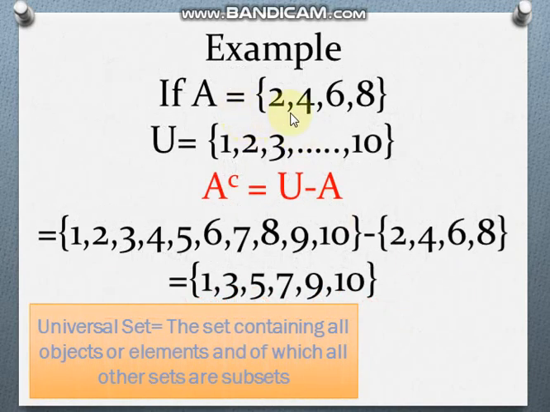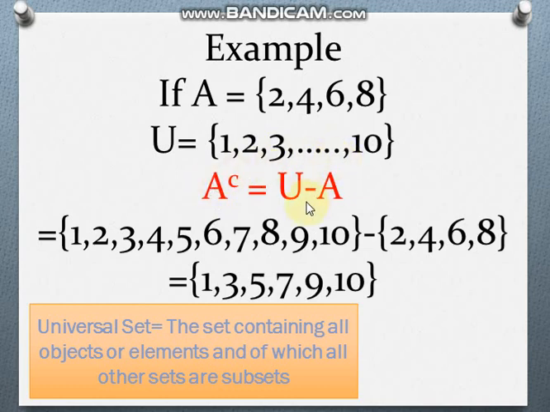Example. If A = {2, 4, 6, 8} and U = {1, 2, 3, ..., 10}. The dots mean these numbers continue till 10. We need to check the sequence, the gap between the numbers. It means there is only a one-number gap. So after 3, what comes? 4, 5, 6, 7, 8, 9 and 10.